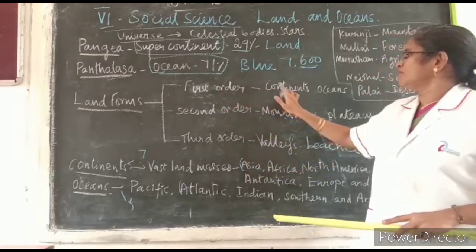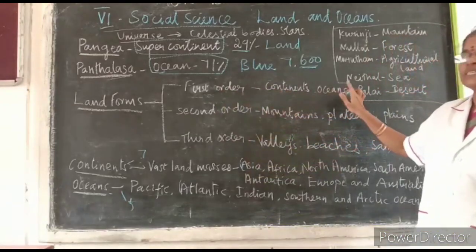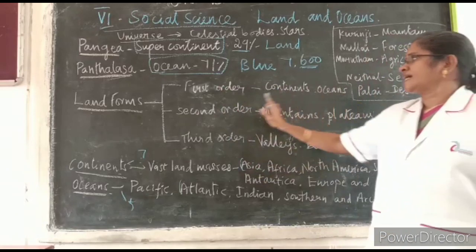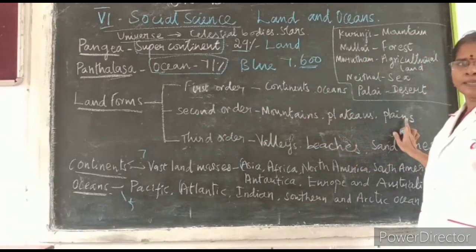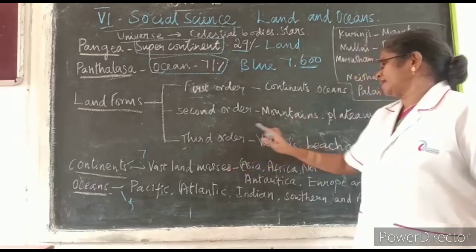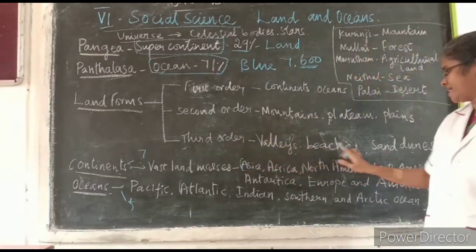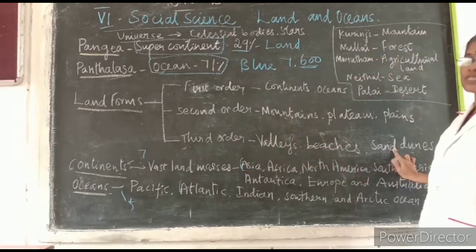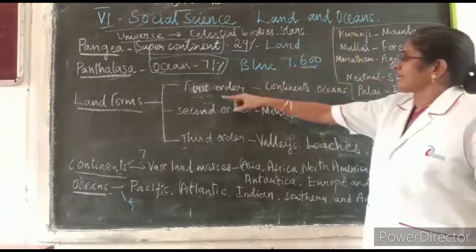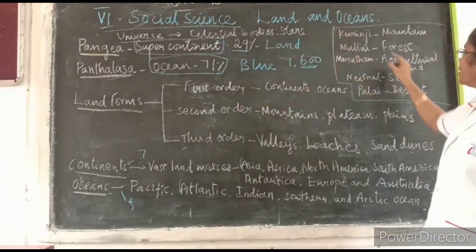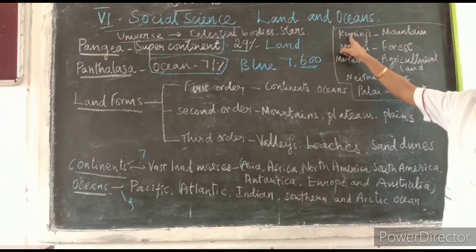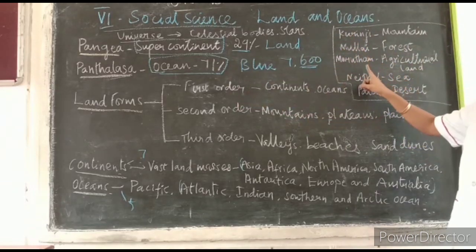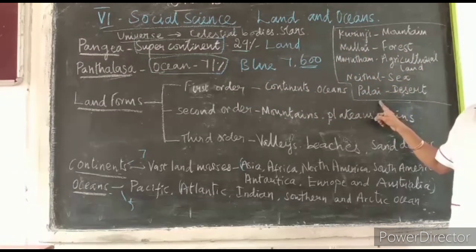So these landforms are classified into three: first order, second order and third order. In first order landforms we will see continents and oceans, in second order landforms mountains, plateaus and plains, and in third order landforms valleys, beaches and sand dunes. But in olden days, landforms were classified into five. We have studied this in the lower classes. What are they? Kurinji, Mullai, Marudam, Neithal and Palai.